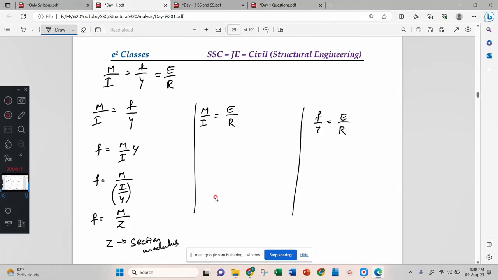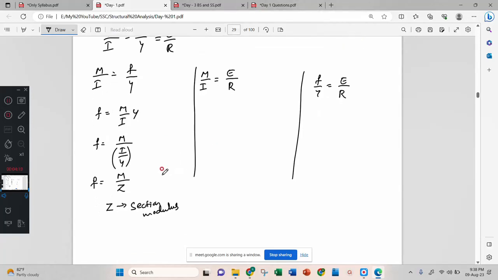Section modulus. Right? Now, one more thing. Now, this F power is 1 and Y power is 1. Therefore, stress variation is also linear. Very important. Right? Now, F is inversely proportional to Z.